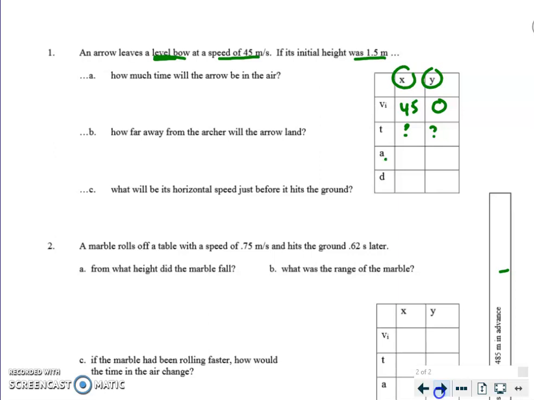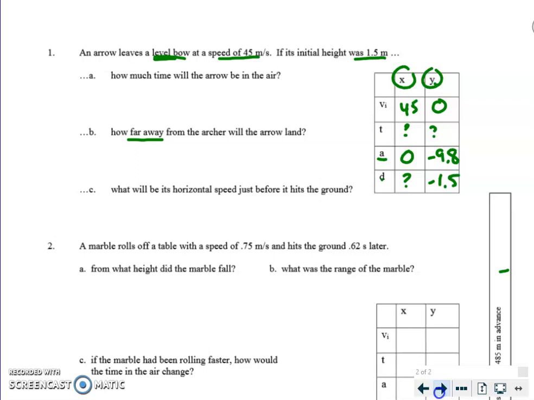What do I know about acceleration? It's always going to be the same thing in these problems. Acceleration horizontally is 0, and in the vertical direction is -9.8. In terms of distance, we don't know how far away it's going to land. In fact, we're asking that right here. But we do know how much it fell. It fell -1.5 meters, and it's a negative there because it's below where it started. If you don't put the negative in there, it's not a big deal.